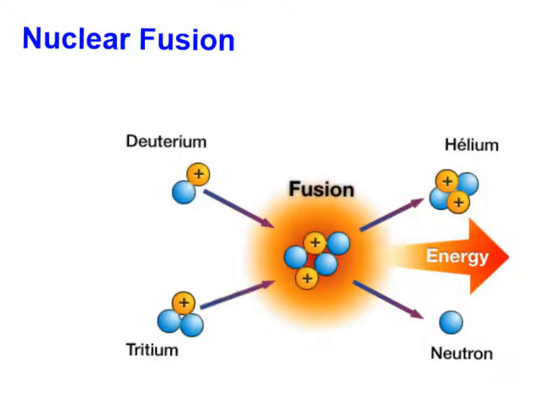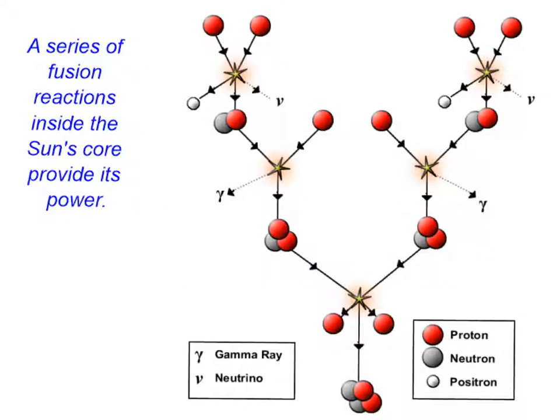And those kinds of extraordinarily high temperatures are found in the centers of stars, such as our sun. So these kinds of reactions go on in the sun. Here is an example of a series of fusion reactions that occur inside the sun's core and provide it with its power. Just a little FYI, a neutrino is represented here, this cursive V-looking symbol. And it's a tiny, almost massless particle. A positron is simply a particle that has the charge of a proton, but the mass of an electron.